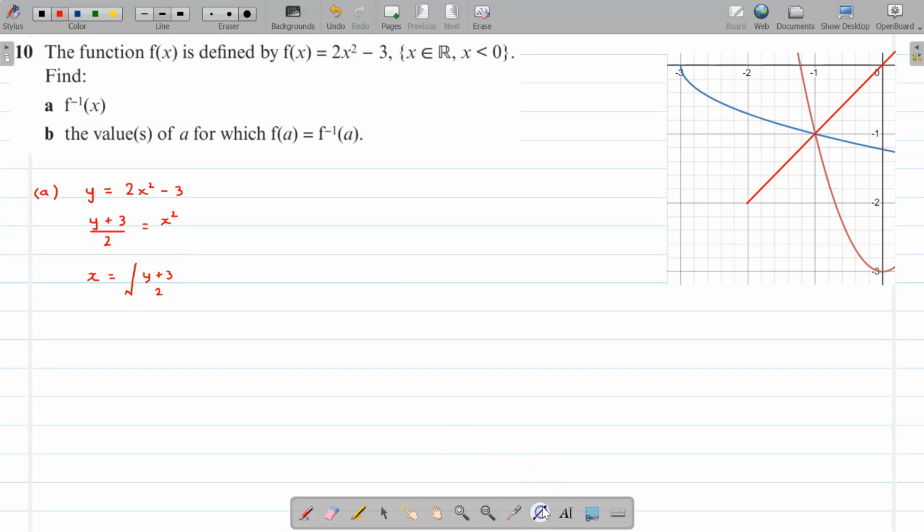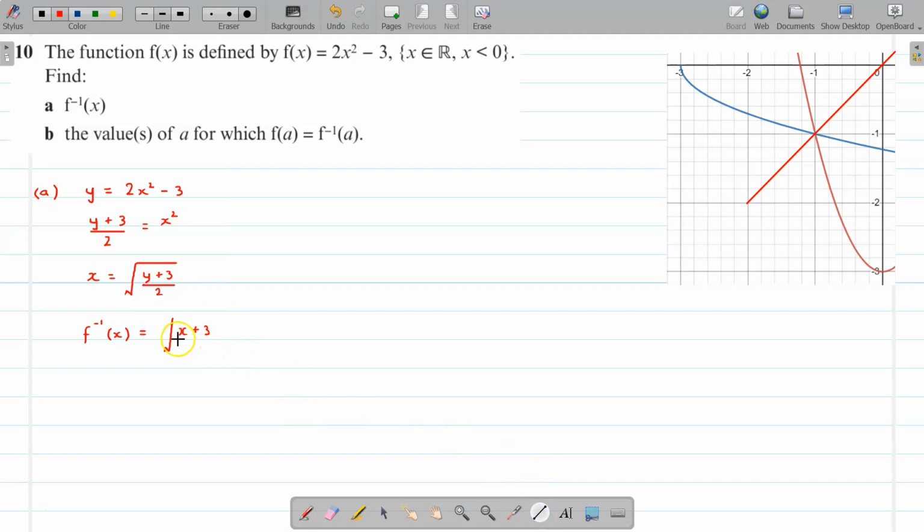Okay, so that's straightforward enough. And then I have to just write that in terms of x. So f to the minus 1 of x, that's the inverse function, is defined as, I'm just going to write for the moment, the square root of x plus 3 over 2.